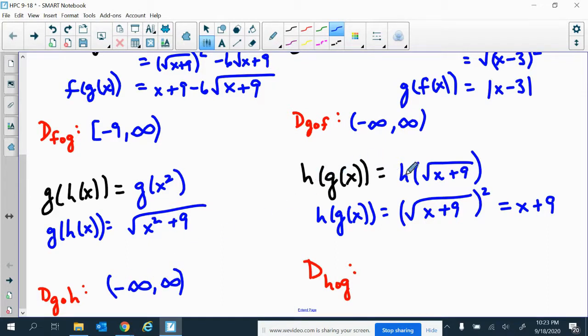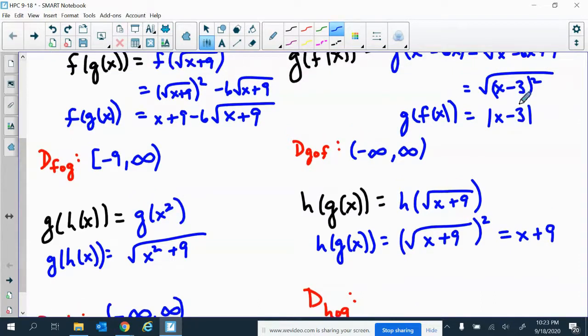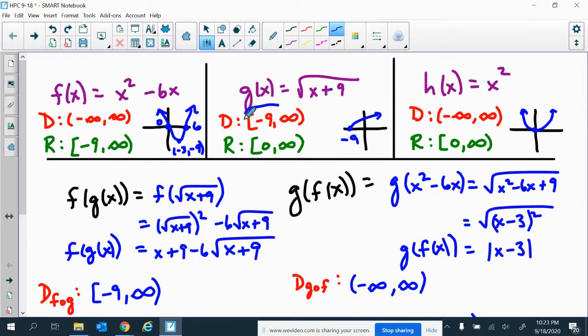Now, if we take a look at h of g, that's kind of the reverse process. And one thing to keep in mind is that this, with the squared on the inside of the square root, becomes absolute value of x minus 3. This one, where the squared is on the outside, does not become the absolute value of x minus 3. This is just a line. But this line has some interesting properties. So if we take a look at root x plus 9, root x plus 9 has a domain of negative 9 to infinity.